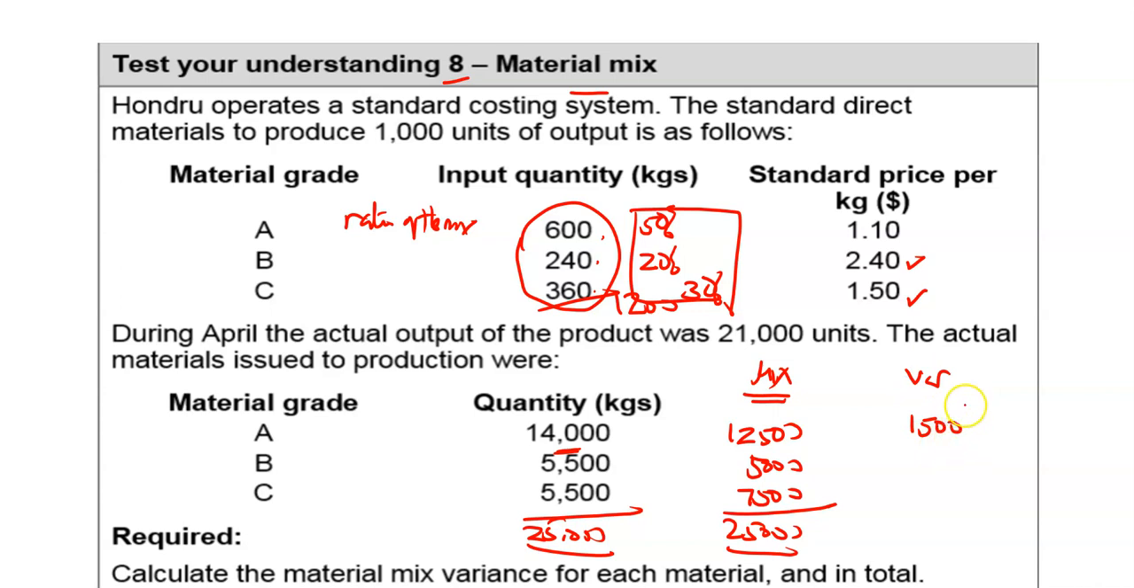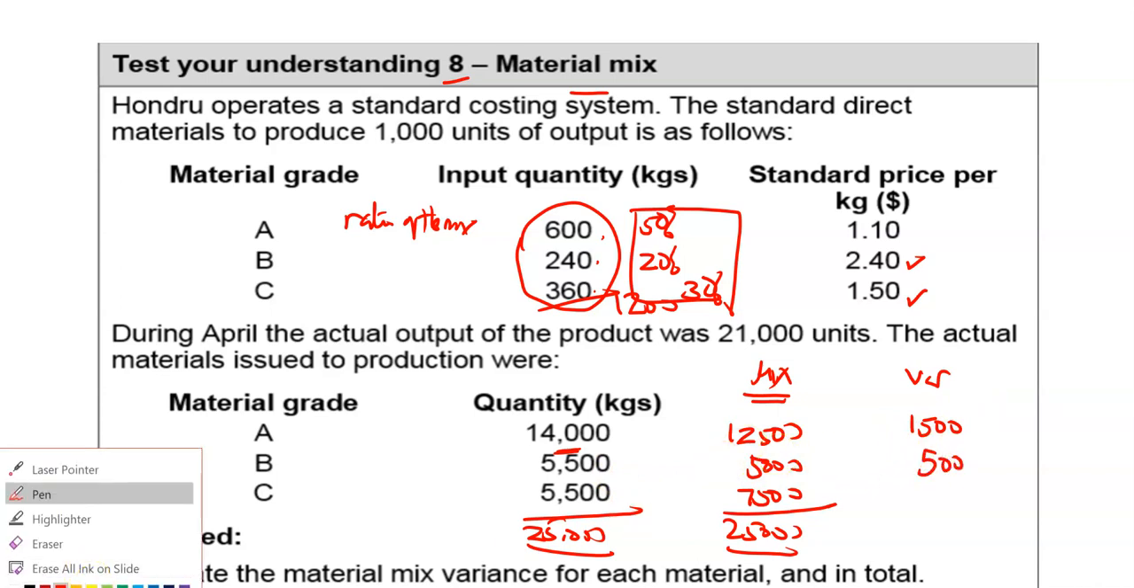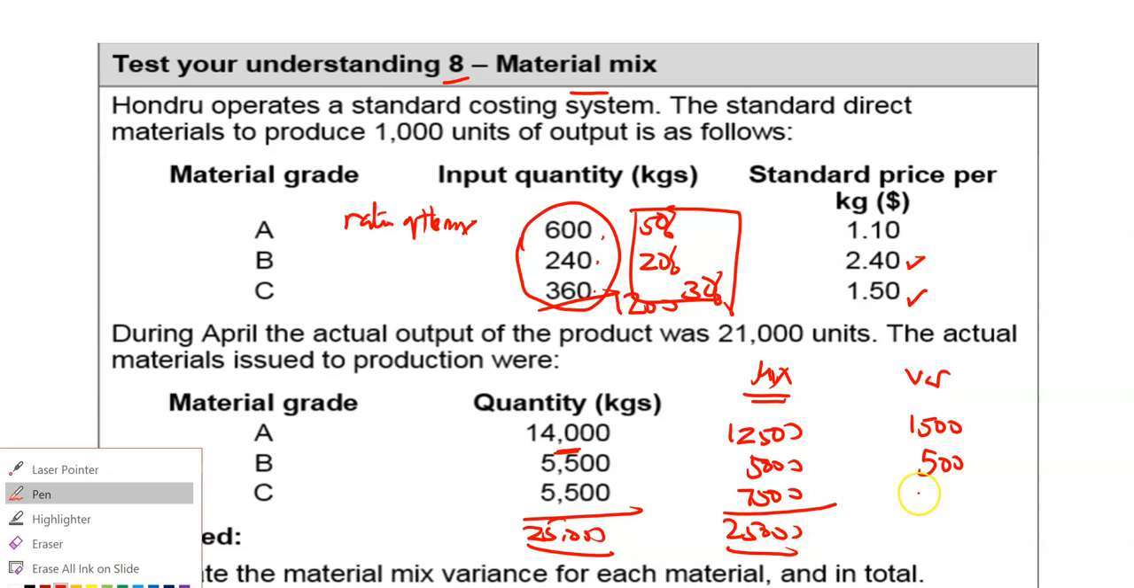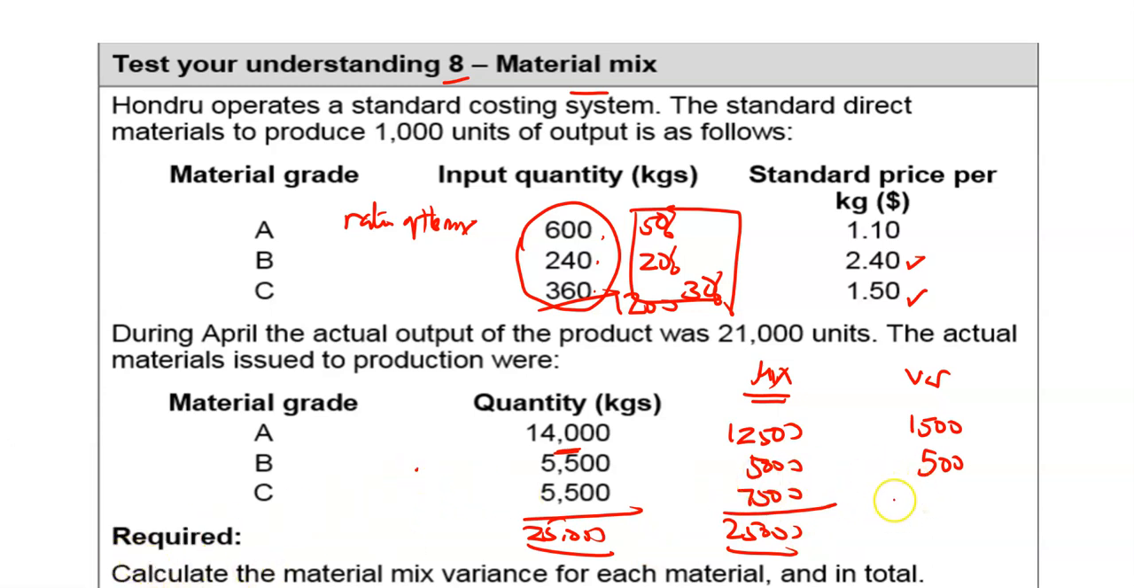So this is the variance. This is adverse. I'll just keep the adverse in red. You used 500 more than you should have of B, and you used 2,000 less than you should have of C. Let me just get that pen color again. So you have a favorable variance in terms of usage of C. So when I now multiply this by their amounts, that's £1.10, £2.40 and £1.50.